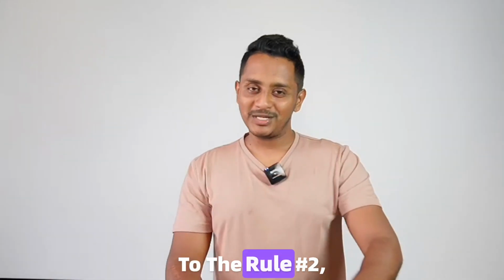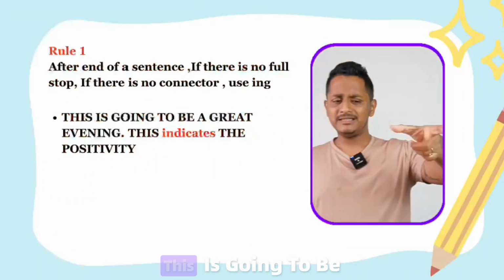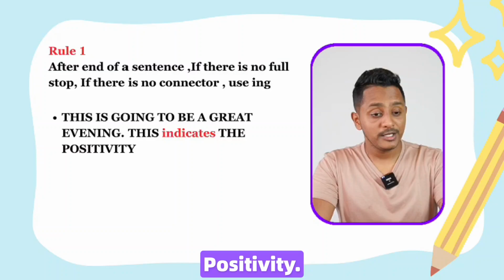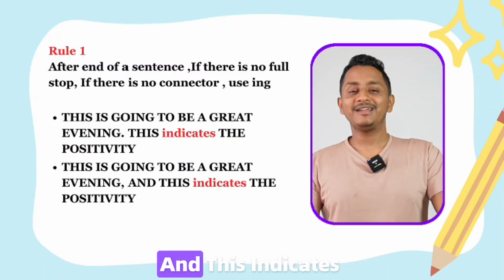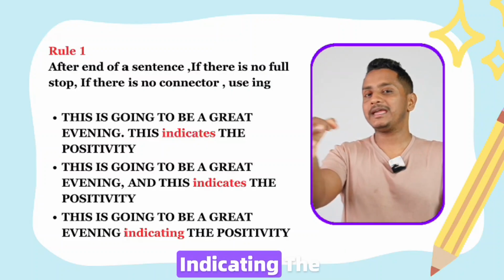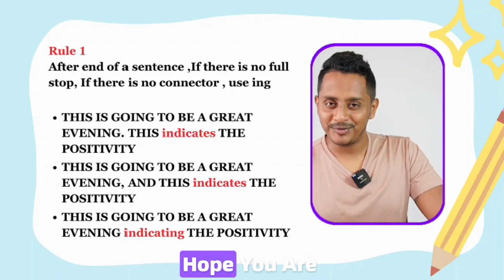Before we move on to rule number 2, let's take up another example. This is going to be a great evening. Full stop. This indicates the positivity. This is going to be a great evening, and this indicates positivity. Or this is going to be a great evening, indicating the positivity. Hope you are getting it.